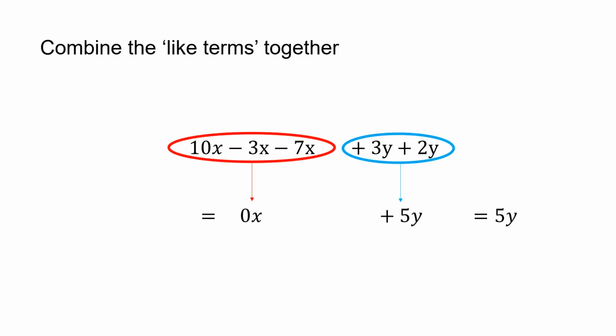Next step is to combine the like terms together. On one side we have 10x minus 3x minus 7x. On the other side we have plus 3y plus 2y. So the x terms, well, 10x minus 3x minus 7x, that just gives us 0x, which is just 0. And then we have plus 3y plus 2y, and that gives us plus 5y. So this gives us 0x plus 5y, but this is just 5y.